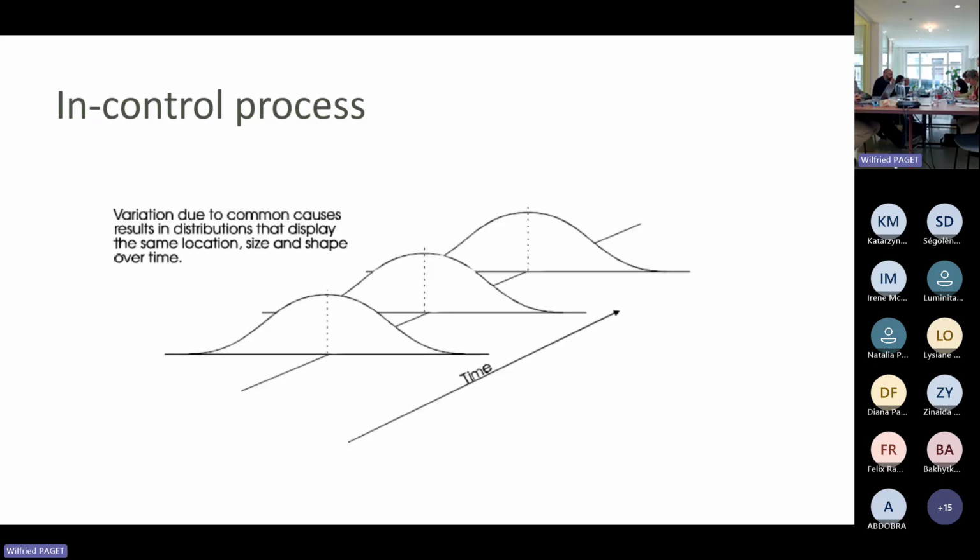In this figure, you can see a process that is in control. We can see the variation due to common causes, which we call random variation. In this case, all the distributions along time have the same location, let's say the same mean, the same size or the same variation. If you take a look at these three distributions, they have the same range, the same variation, and the same shape over time. So this process is in control.